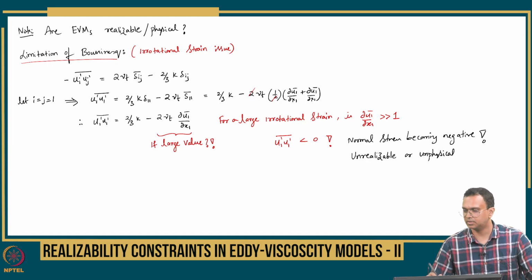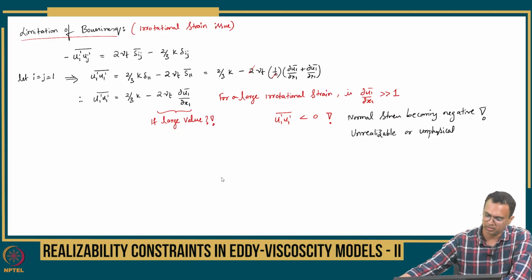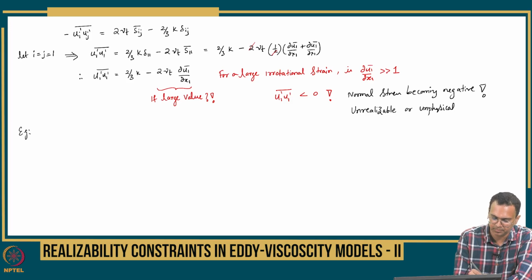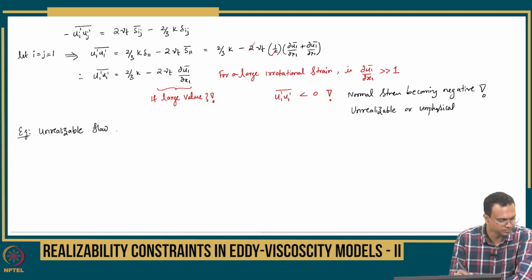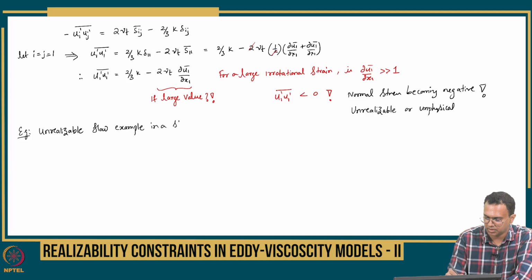We can also have an example where something like this can happen, and which is commonly occurring in many flows. If I take an example, I can consider another situation. An unrealizable flow example, or I can say in a stagnation zone.